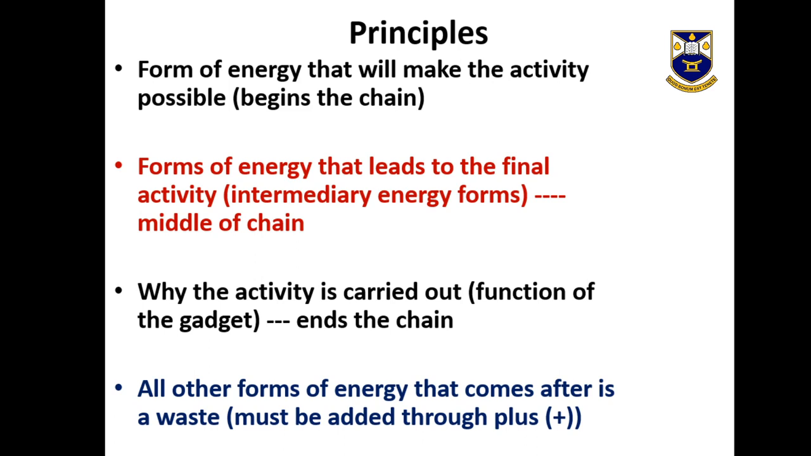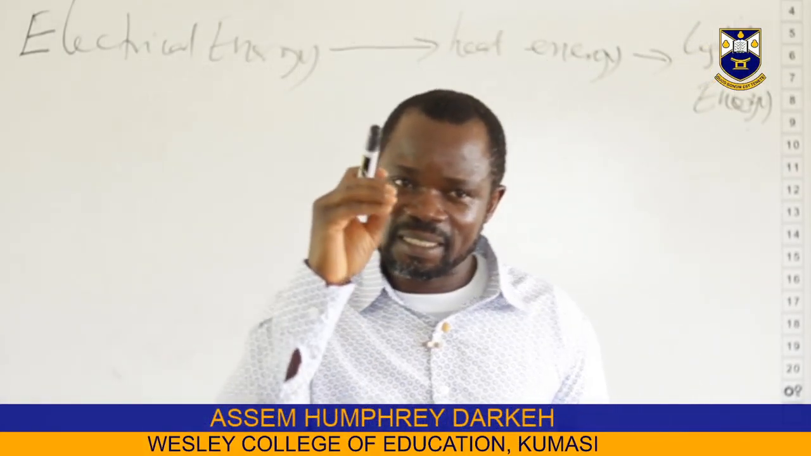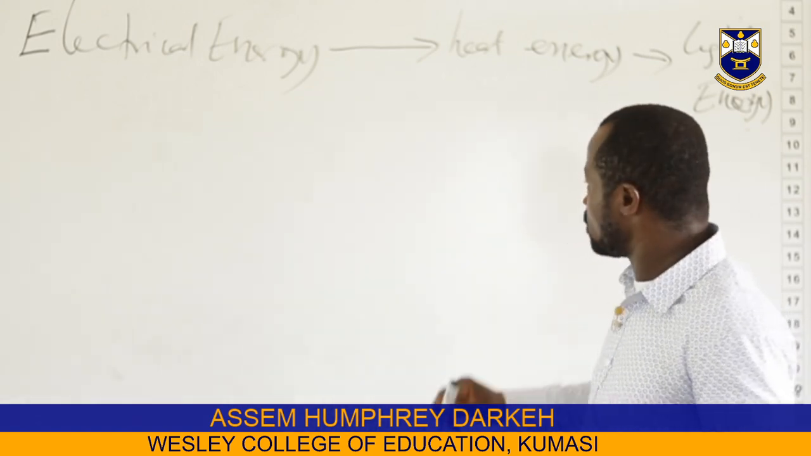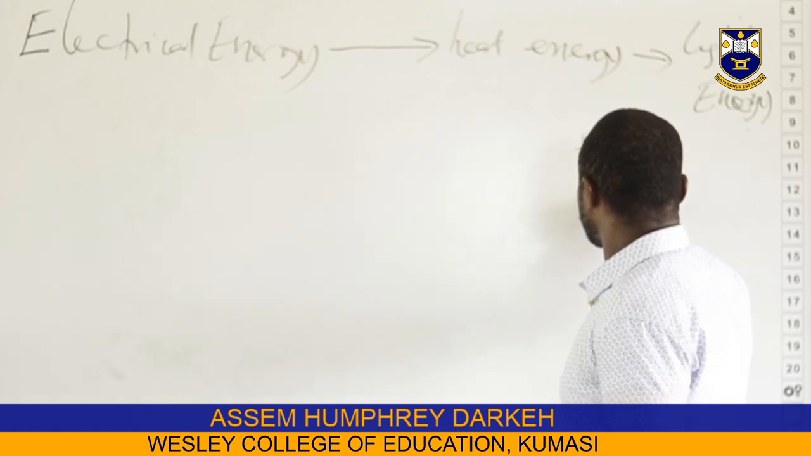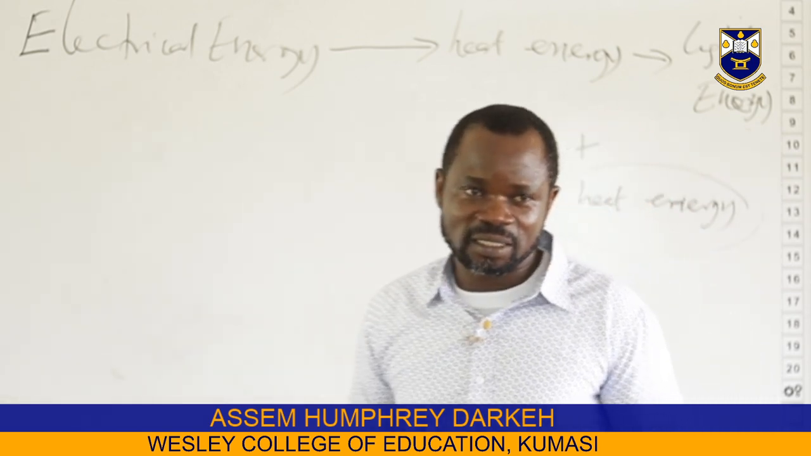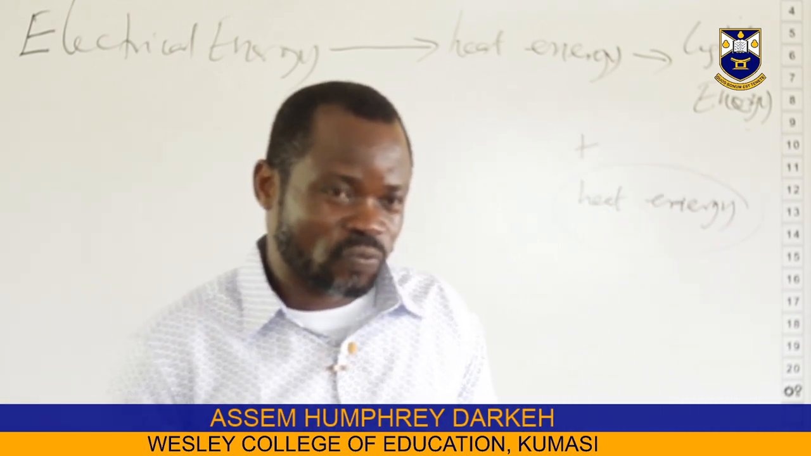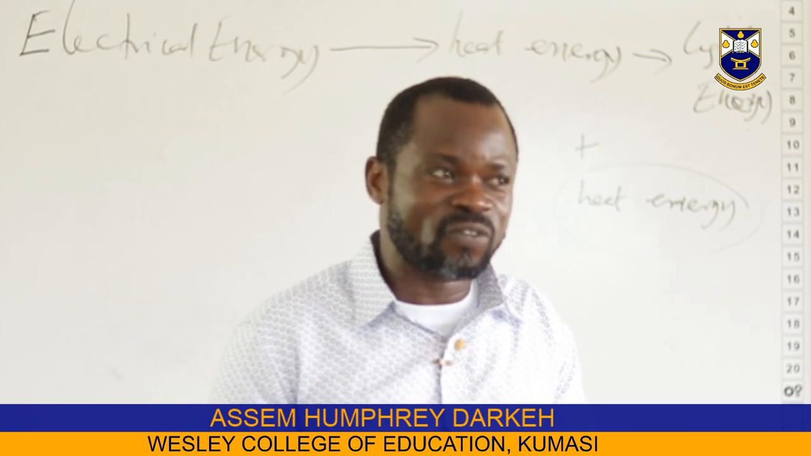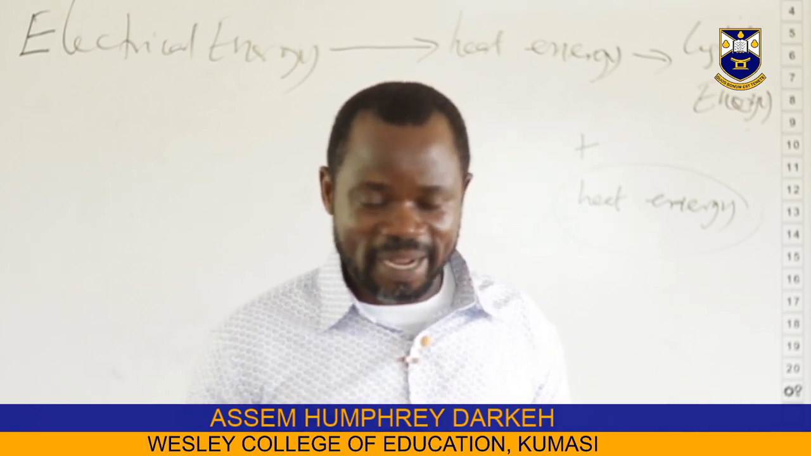Now apart from this, all other forms of energy that come after are regarded as waste, and like we said in our lecture, you use plus to indicate. So in the example that we have provided on the board here, even when we are obtaining light from the bulb, we still get heat. So that heat that comes from the bulb is waste, and so you say plus heat energy. Remember, this heat energy here is not an intermediary. It is a result of probably inefficiency on the part of the tungsten filament to produce large volumes of light that you are interested in.